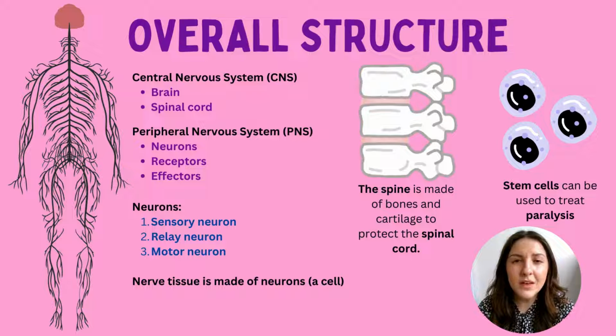So as a bit of an overall overview of the nervous system, you need to be aware that the nervous system, like any system in our body, is made up of organs that all communicate and work together to do a specific function. Remember, organs are made up of tissues, and tissues are a group of cells that essentially work together to do a certain job or function.